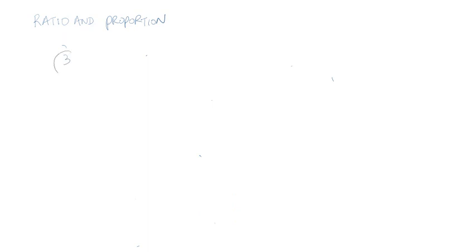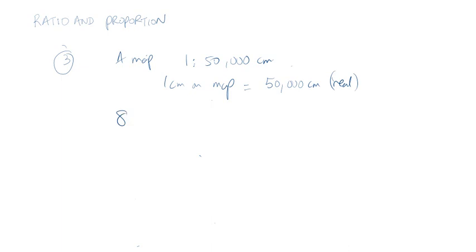Now, the third example we're going to explore is a mapping example. So we have a map whereby the scale is 1:50,000 centimeters. Okay, so what that means is that 1 centimeter on the map is equivalent to 50,000 centimeters in real life. Okay, and this is quite a common example. And the question is that what does 8 centimeters on the map represents in real life?